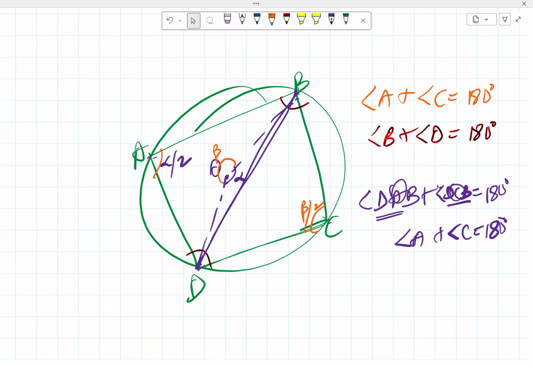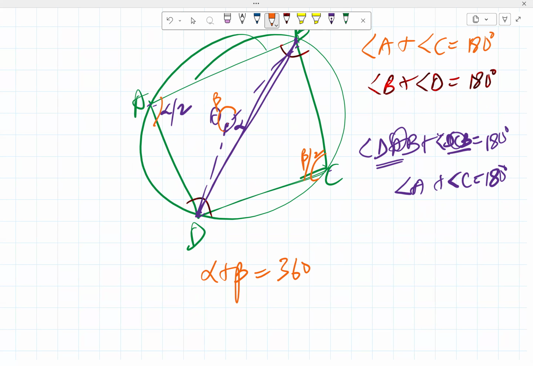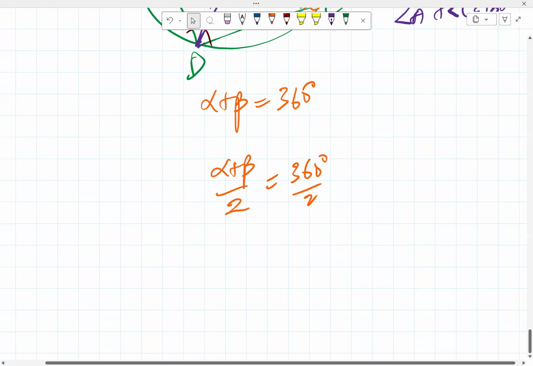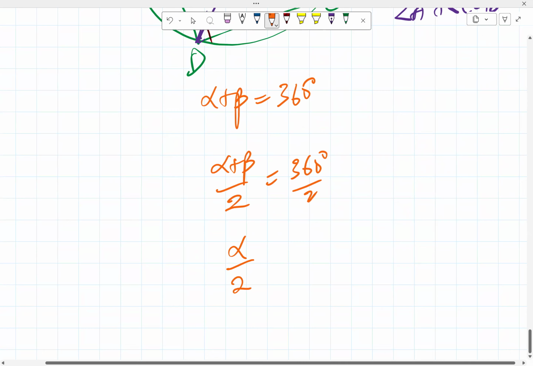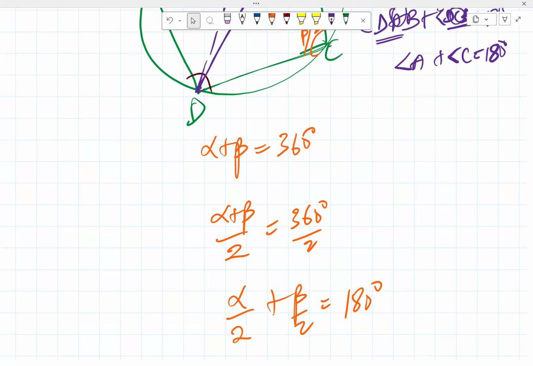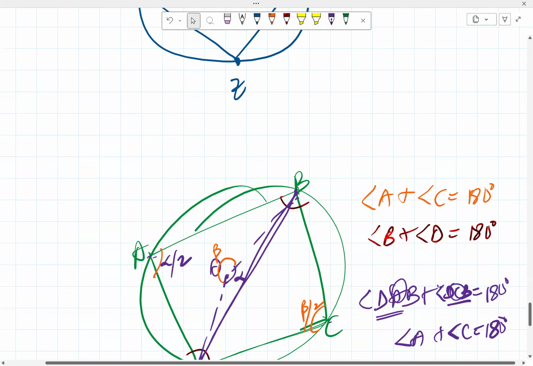Normally alpha plus beta should be equal to 360 degrees at the center. So alpha plus beta divided by 2 is 360 degrees divided by 2. This is my own gate crashing way of doing it. So alpha over 2 plus beta over 2 is equal to 180 degrees. In that case, we see that's basically angle A plus angle C equals 180 degrees. We can go the same way for angle B and D also.